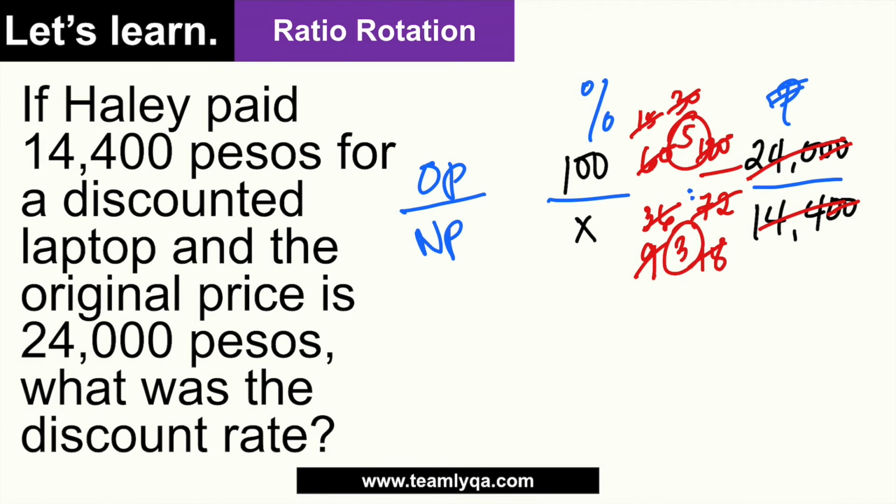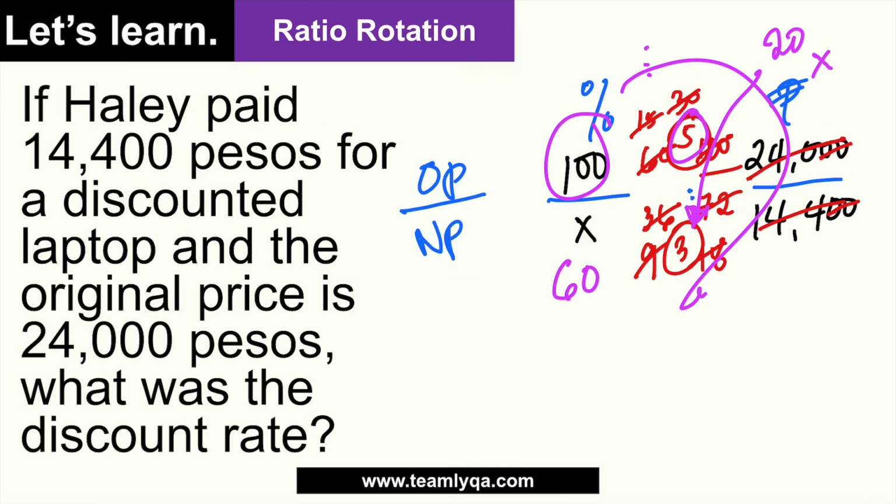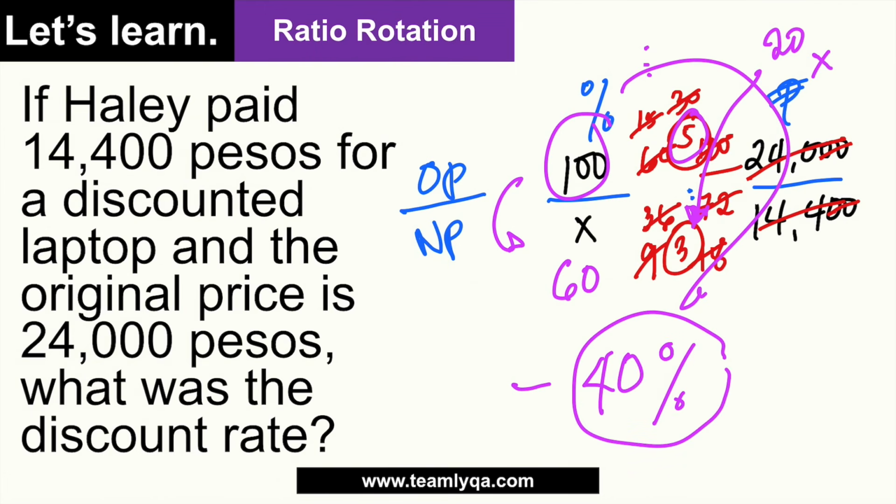Pwede ko na siya ngayon i-ratio rotation. So, ang mangyayari na lang dyan would be 100 divided by 5, which is going to give me 20. And then 20 times 3, which is going to give me 60. So, kung yung 100 naging 60, anong nangyari sa kanya? Nag-minus ka ng 40. So, again, 40% ang naging discount. Makukuha mo pa rin siya using ratio rotation.